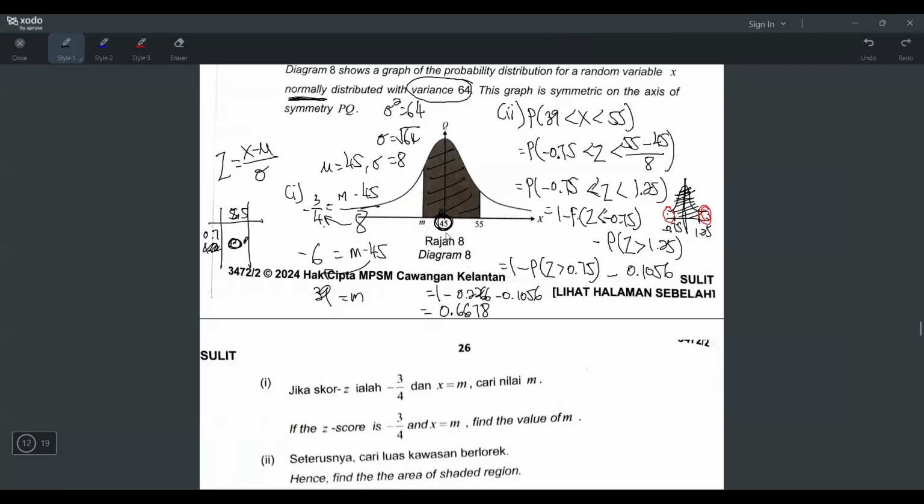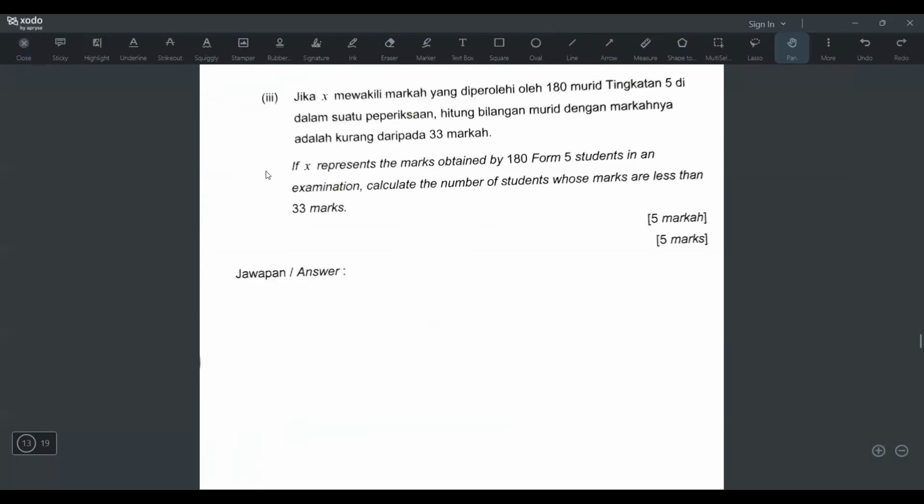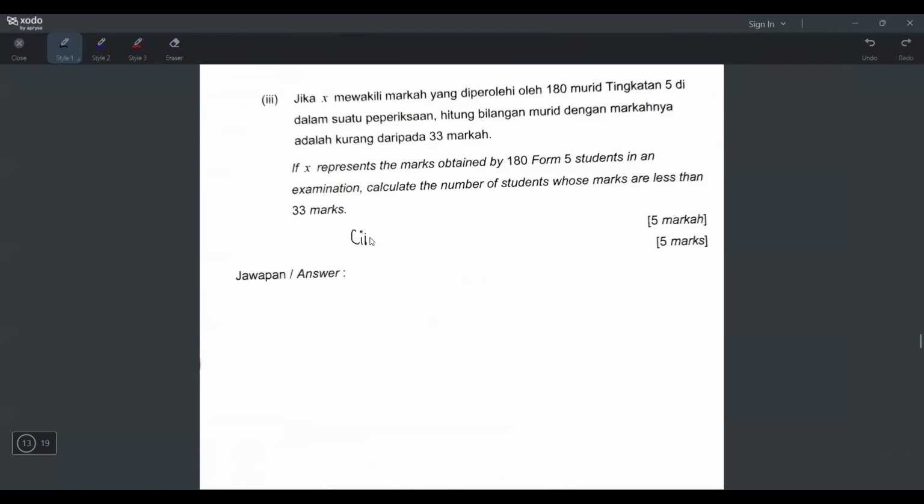Okay, it's the probability, and at the same time it's also the area. Area and probability is the same thing. Okay, so they asked us to find area, right? So this is the answer. Okay, so that's it. Now let's do number 3. I will do it down here.